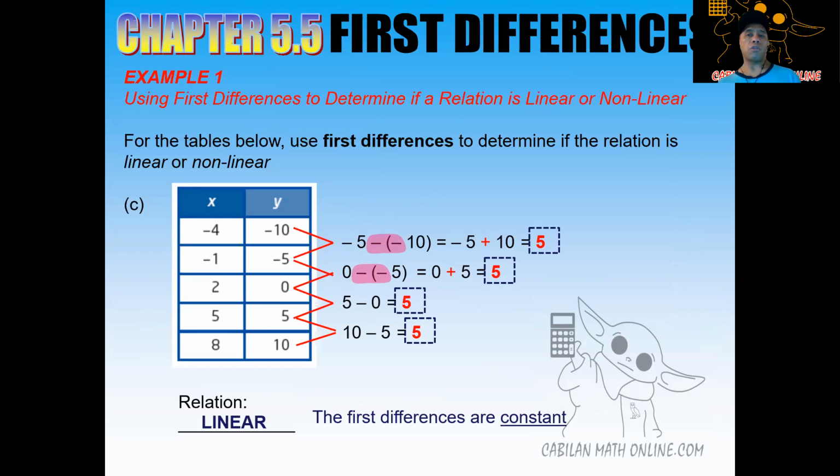All right. So those are the basics of calculating first differences. Again, are the numbers the same? Yes or no? If they're the same, they're linear. If they're not the same, they're non-linear.